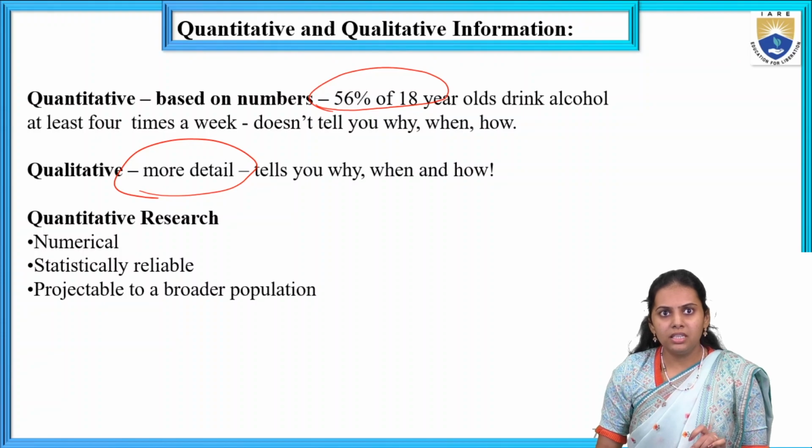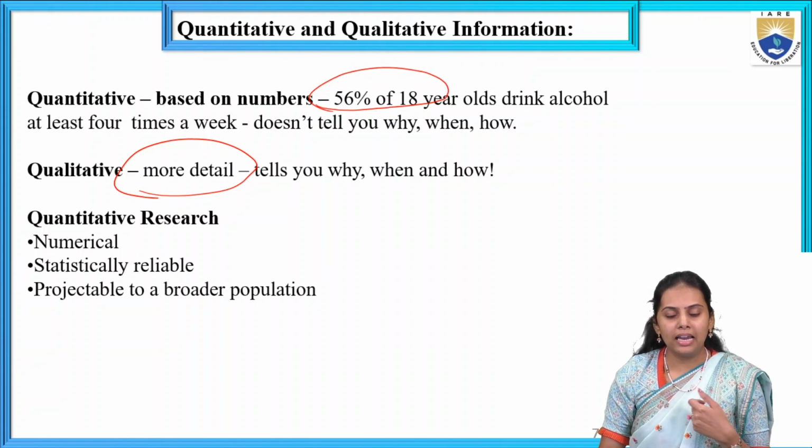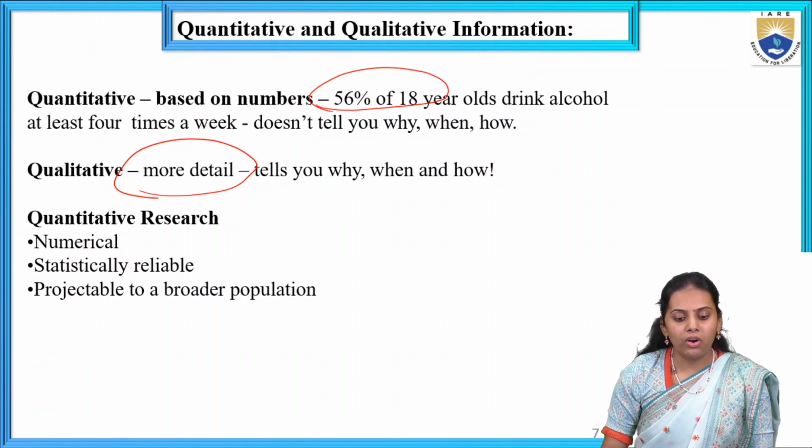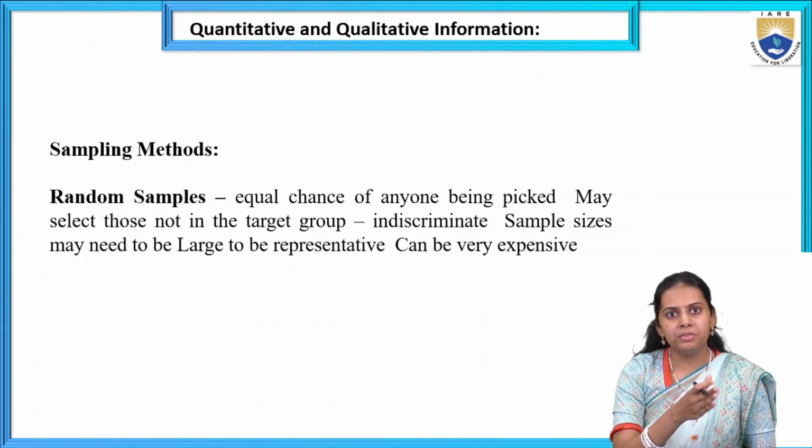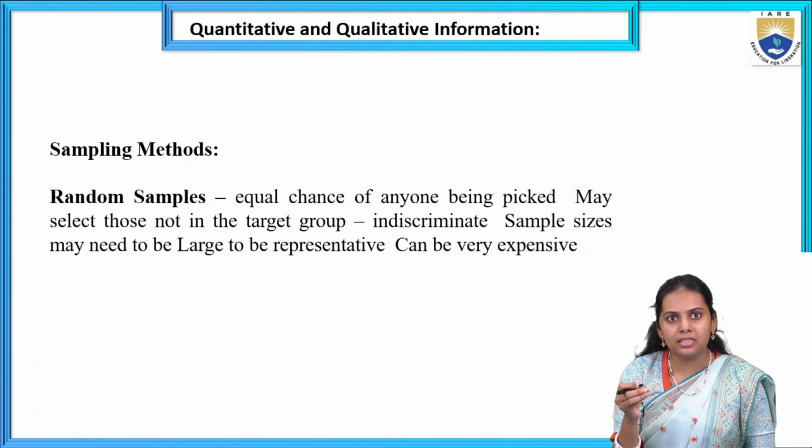Whereas quantitative research is in numerical form and statistically reliable, projectable to a broader population. There are a few sampling methods. One is the random sample, and the other is the equal chance. The random sample is nothing but an equal chance of anyone being picked, and it may select those not in the target group. Indiscriminate sample sizes may need to be large to be representative, and can be very expensive.